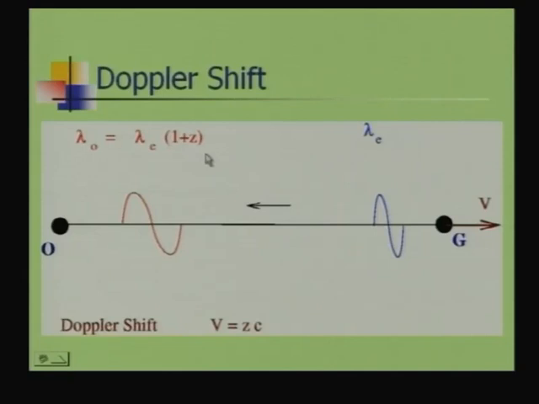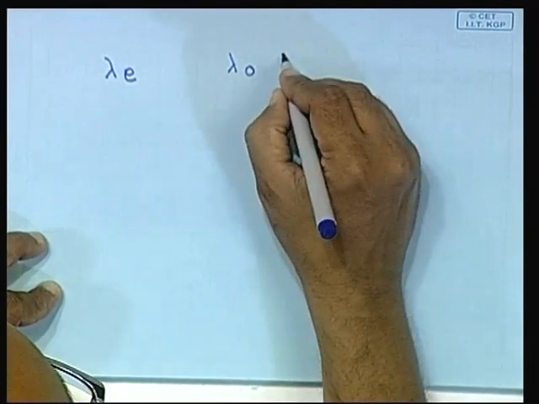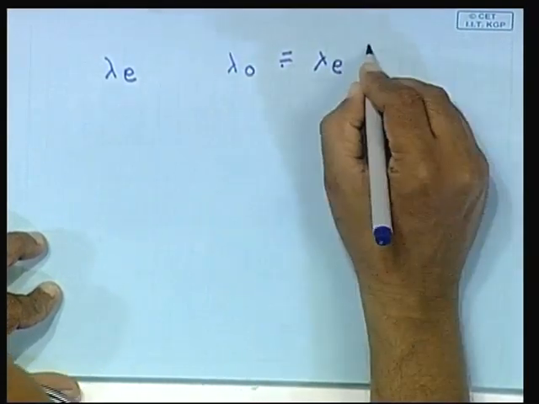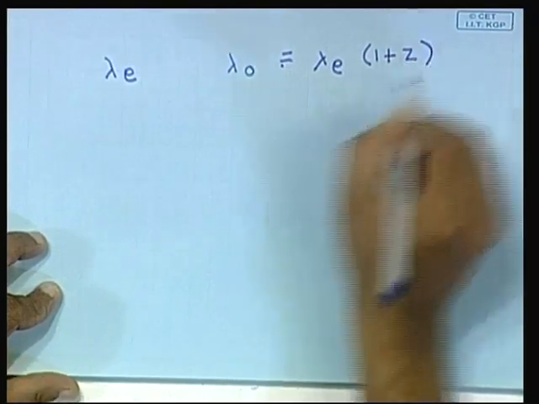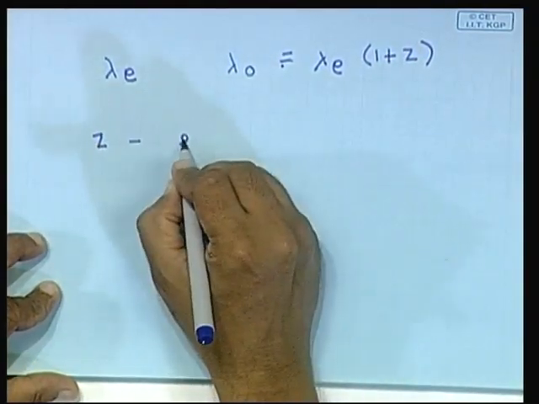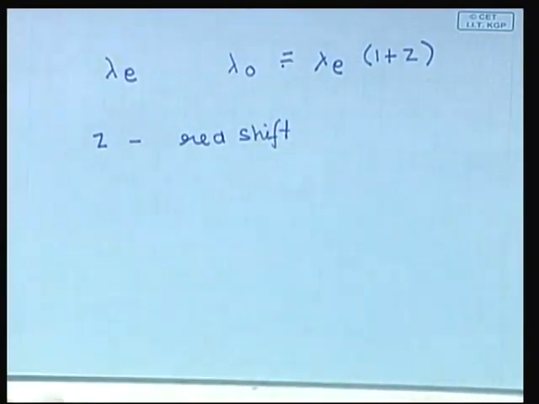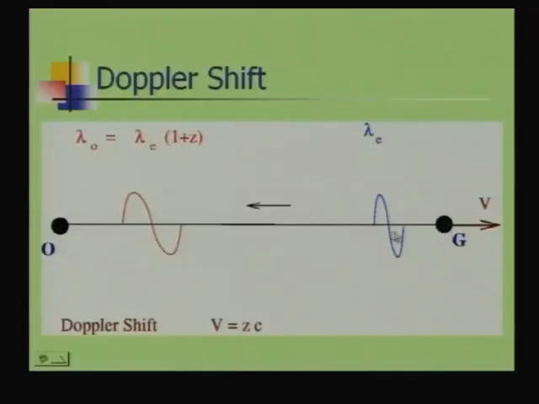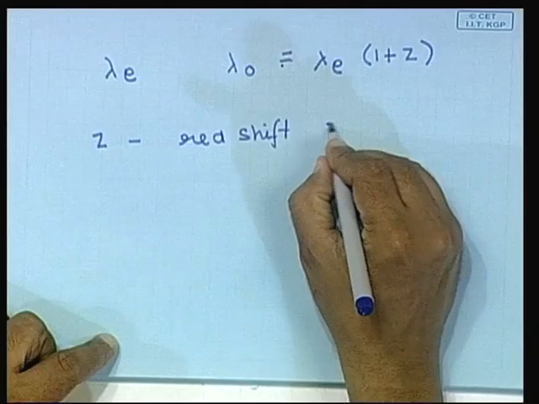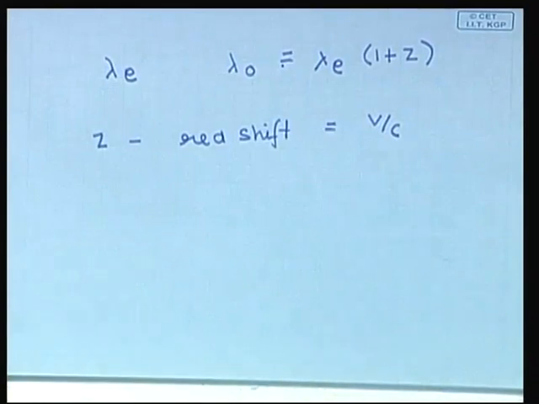So we write this as lambda observed equals lambda emitted into 1 plus z. This z is very important, it is called the red shift. The wavelength increases if the source is moving away from the observer, and the increase in the wavelength, z, is v by c.